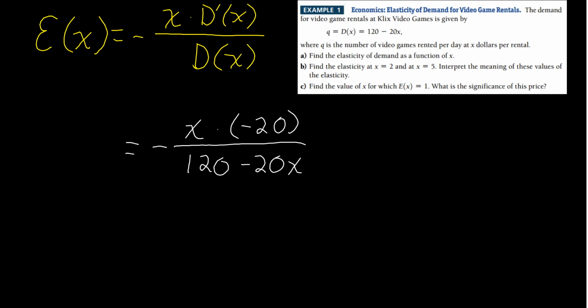All right, so if we clean this up, we end up with negative 20x, and it looks like we can do some factoring here. In the denominator, we can factor a negative 20 out. Actually, let's just factor a 20 out for right now to make it a little bit easier.